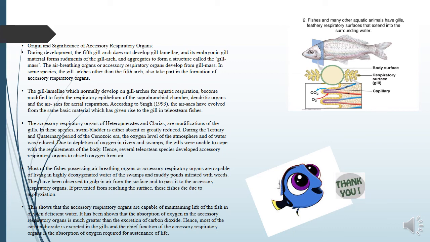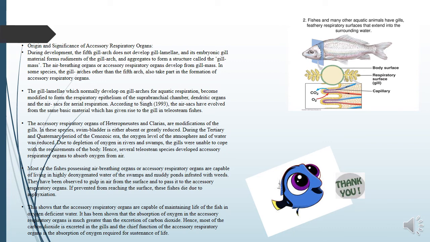According to Singh 1993, the air sac has evolved from the same basic material which has been raised to the gill in teleostean fishes. The accessory respiratory organs of Heteropneustes fossilis and Clarias are modifications of the gills. In these species, the swim bladder is either absent or greatly reduced.